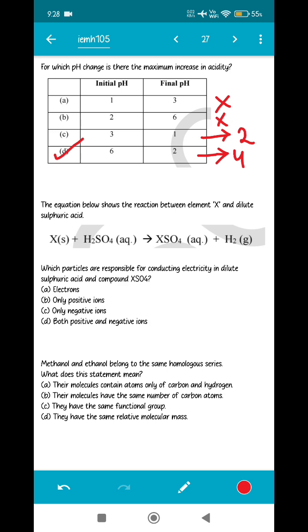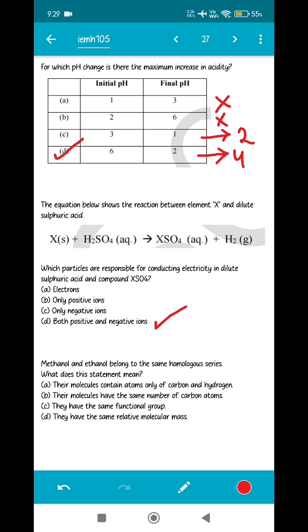Next, the equation below shows the reaction between element X and dilute sulfuric acid. Which particles are responsible for conducting electricity in dilute sulfuric acid and compound XSO4? So this is also a very direct question. In any sort of compound, on making a solution or in the molten form, whenever it is able to conduct electricity, it is because of the presence of both positive and negative ions. So undoubtedly, without seeing the options also, you can mark this as the correct answer.